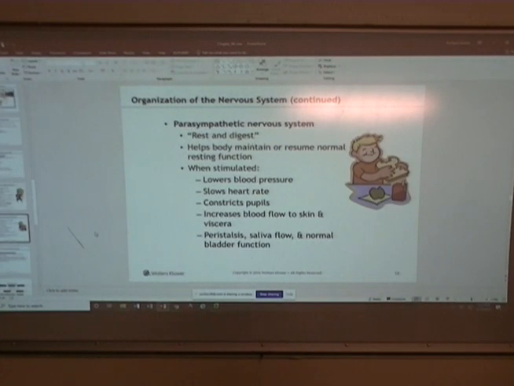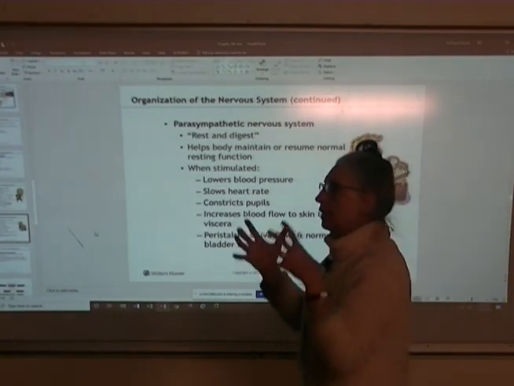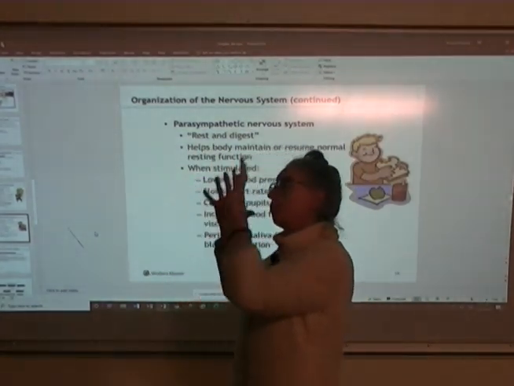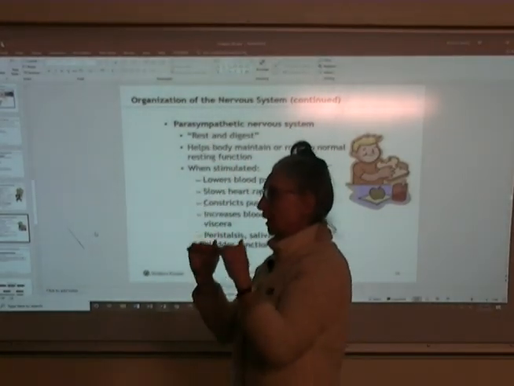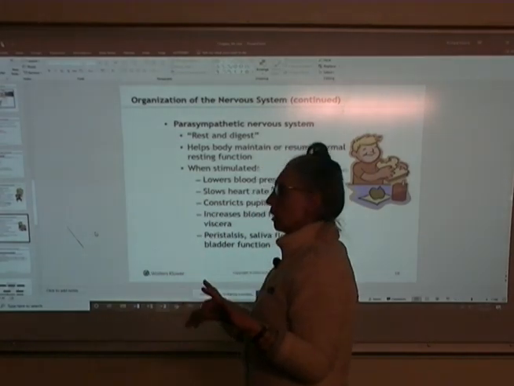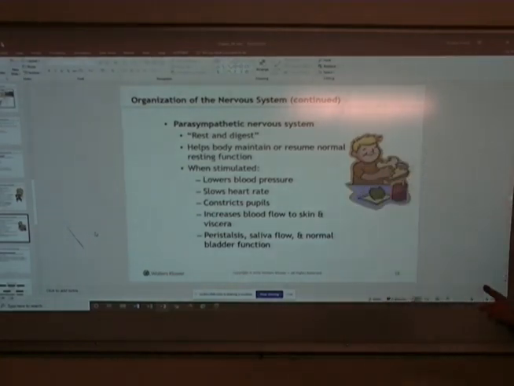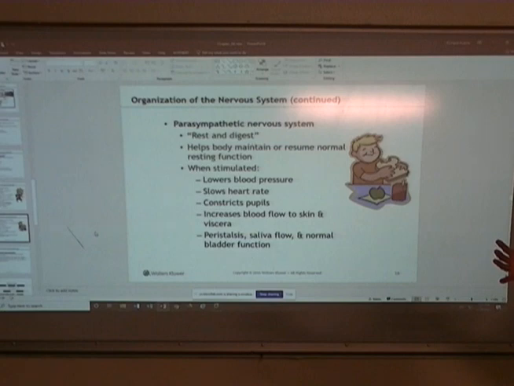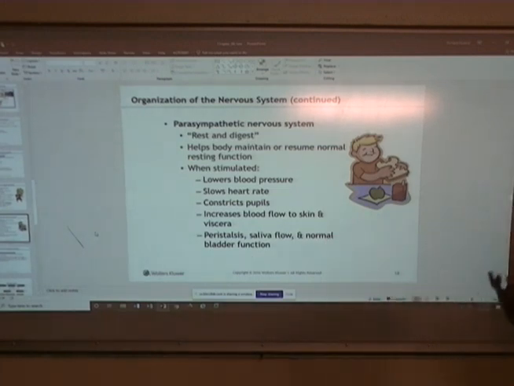The other part is our parasympathetic nervous system, and this is the part of the autonomic nervous system that's responsible for bringing us back down. My heart rate has to slow down, my body temperature has to come back to normal, I've got to bring my blood pressure down, I've got to re-divert that blood flow away from the muscles back to the skin and the organs. Bladder function returns, rest and digest.